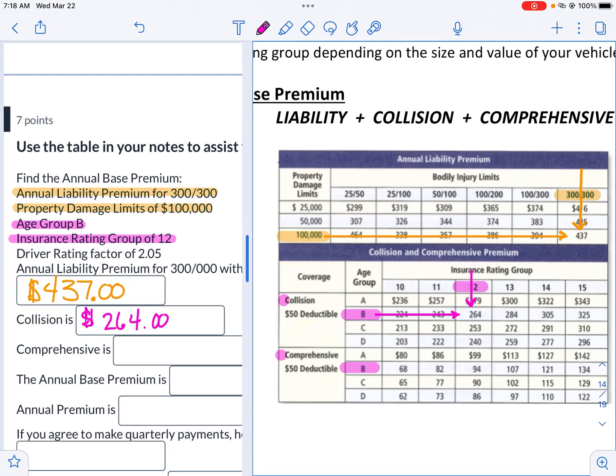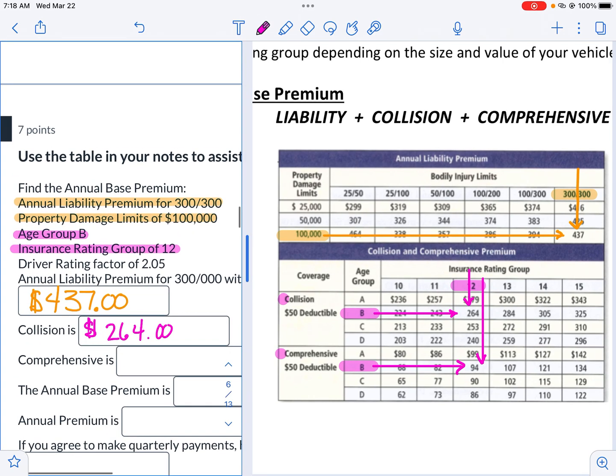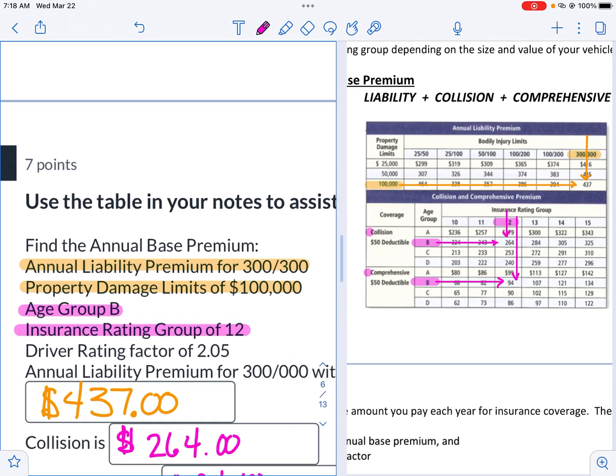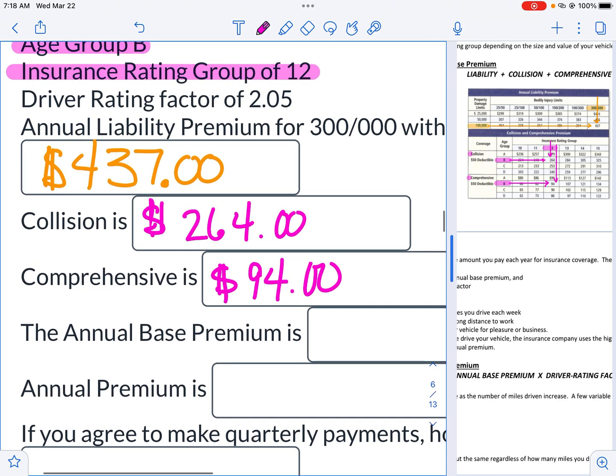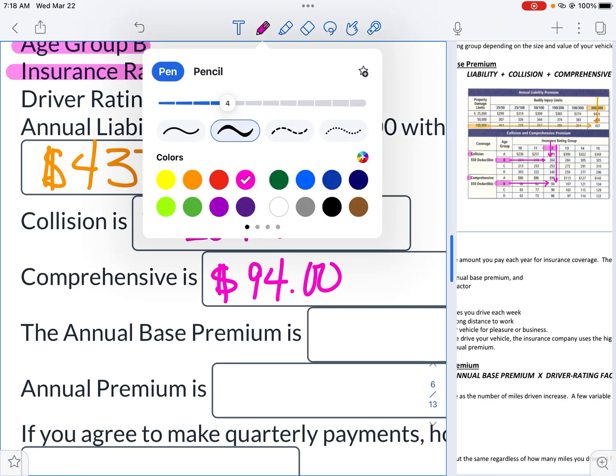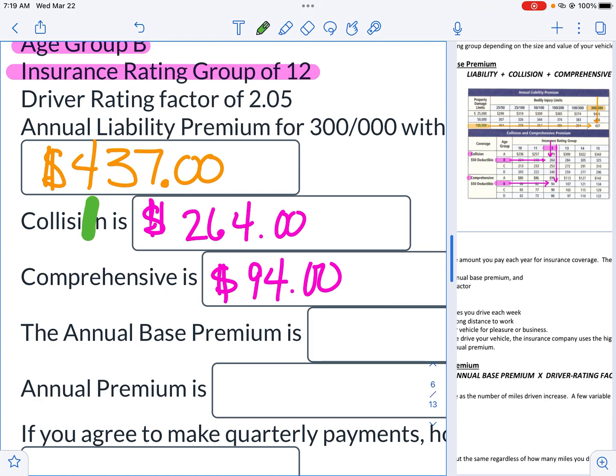And then we are going to go down the 12 and across the B comprehensive to $94. And then we are going to add those three numbers together. So we are going to take these three numbers and we are going to add them.